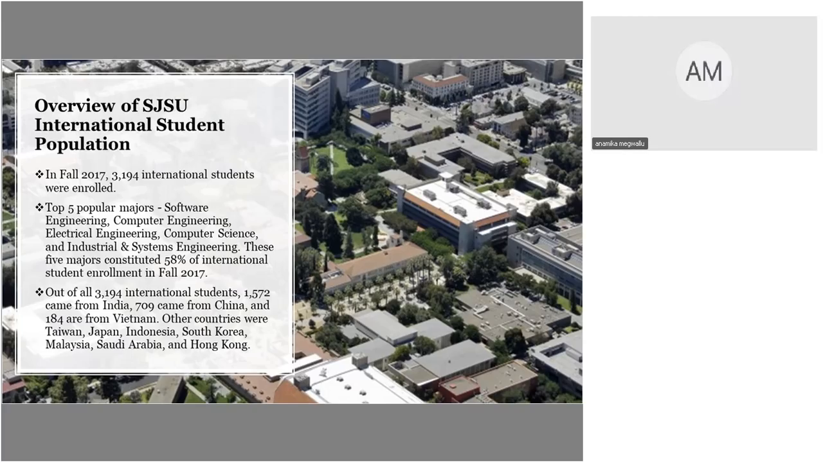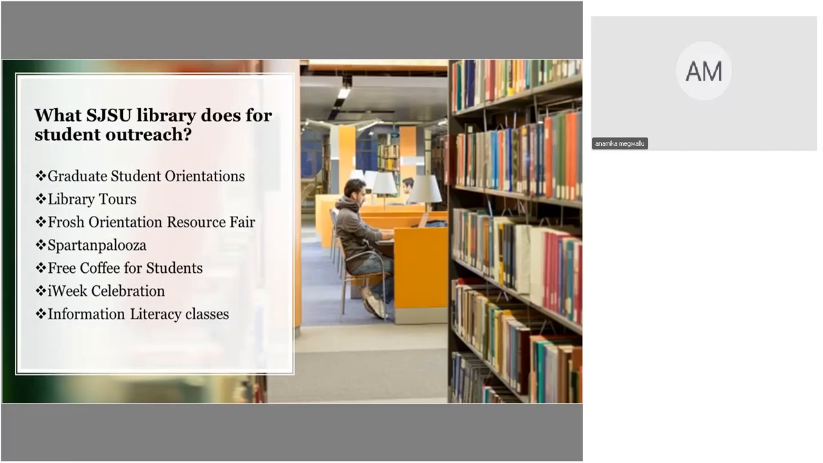In fall 2017, SJSU enrolled over 3,000 international students. A large number of our international students come from the College of Engineering. So what does SJSU Library do for student outreach? It actually organizes many events for this purpose. You can see I have listed all the events there, and I have also included information literacy classes because a lot of outreach organically happens as we meet students in our IL sessions.